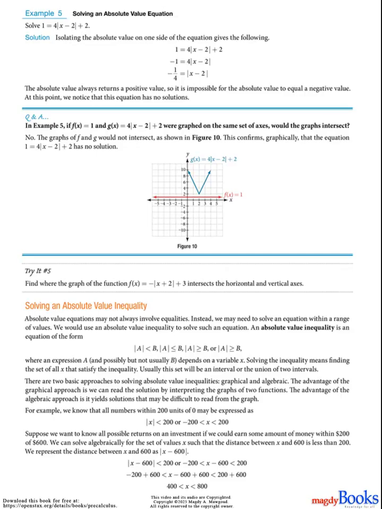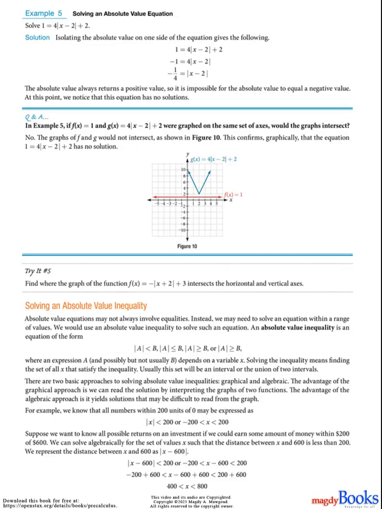An absolute value inequality is an equation of the form: the absolute value of A is less than B, the absolute value of A is less than or equal to B, the absolute value of A is greater than B, or the absolute value of A is greater than or equal to B, where an expression A, and possibly but not usually B, depends on a variable x. Solving the inequality means finding the set of all x that satisfy the inequality. Usually this set will be an interval or the union of two intervals.